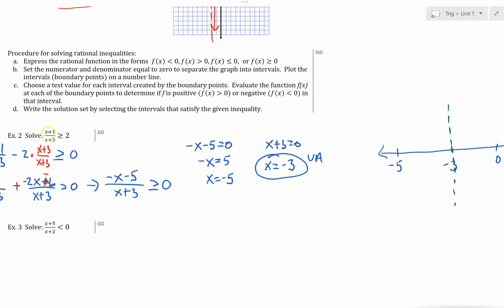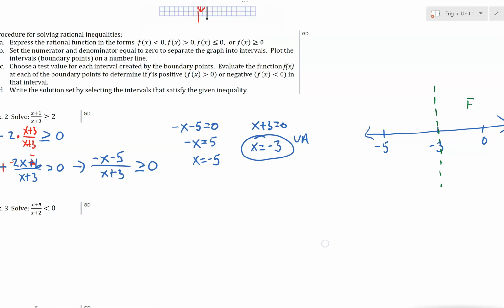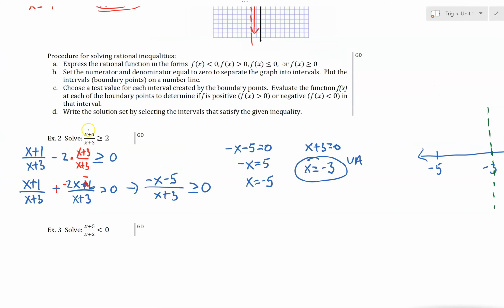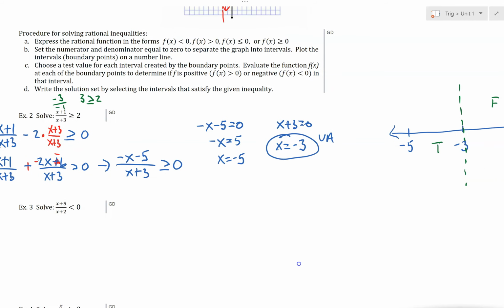If I plug 0 into this original equation, it's going to say 1/3 is greater than or equal to 2. Well, that's false. So this area over here is false. Pick a number in between here, so negative 4. If I put in negative 4 in the top, I'm going to get negative 3. Negative 4 in the bottom is negative 1, so this is saying 3 is greater than or equal to 2. That is true. So that part is true.